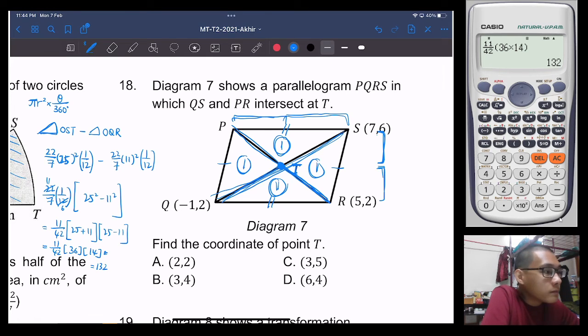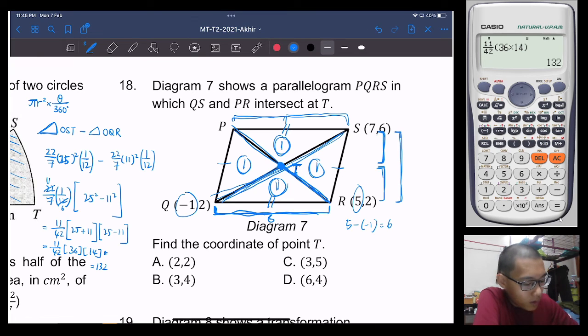Okay, so we can try to find out the length of QR. QR length is 5 minus negative 1, which is equal to plus 1, so 6. And so another one is here.